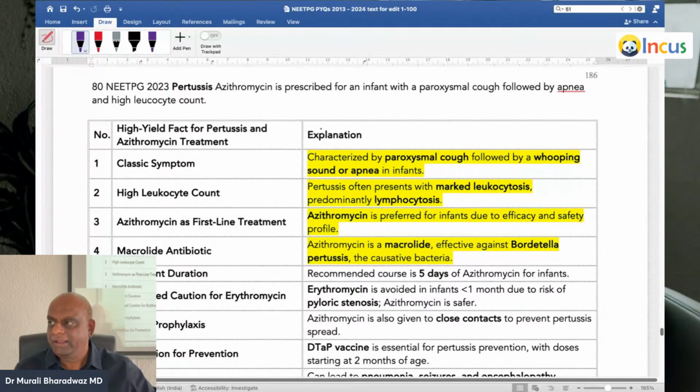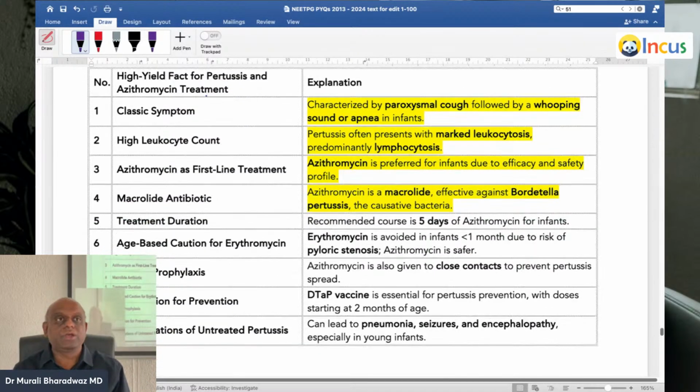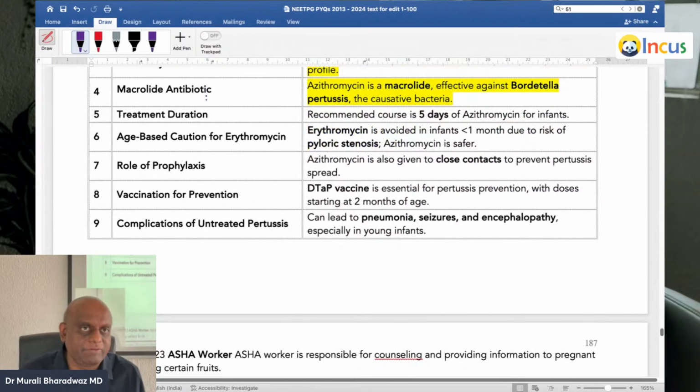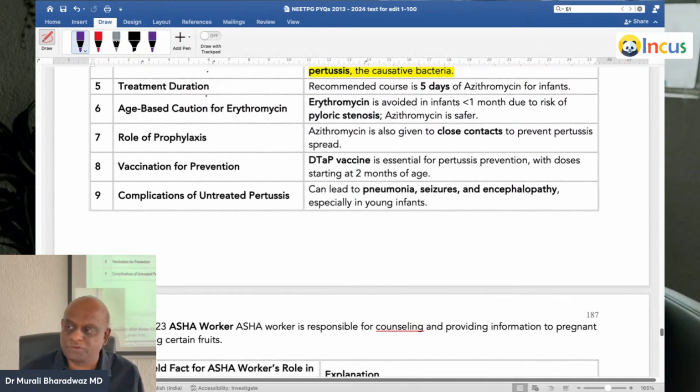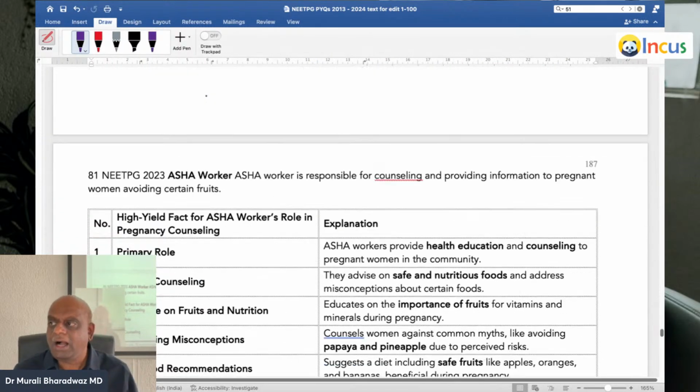Azithromycin is the one which is prescribed to an infant who has got paroxysmal cough followed by apnea, that is whooping, with high WBC count. So azithromycin is a macrolide, very effective on Bordetella pertussis, which is the causative organism.